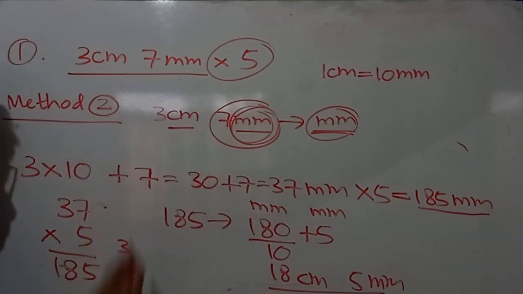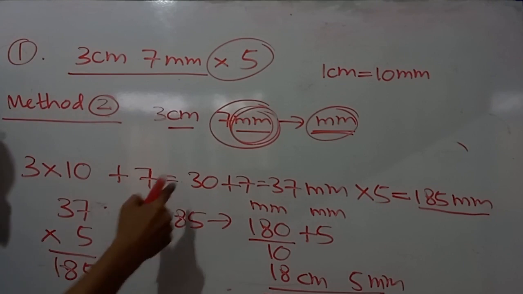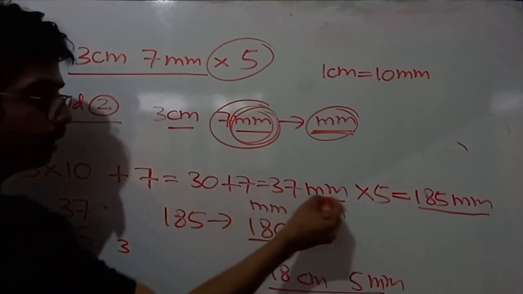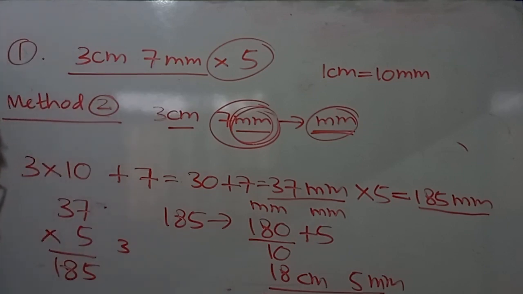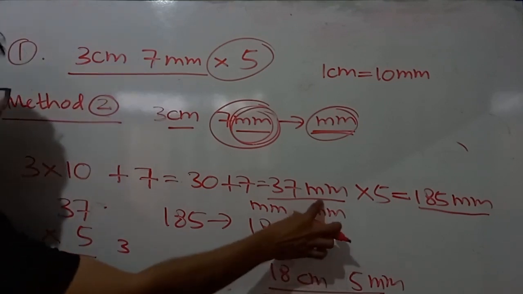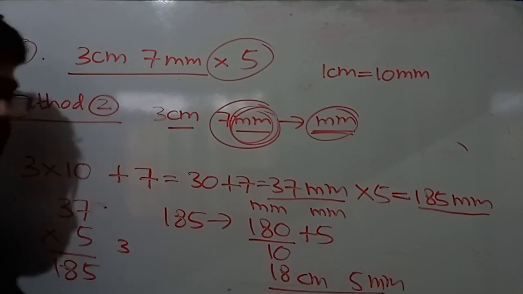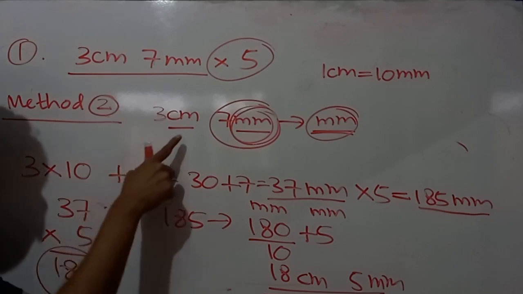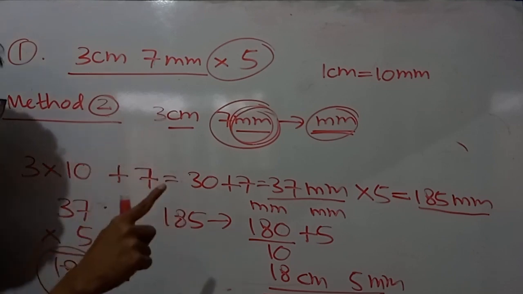It is already given to us in millimeters, no? Right. So 30 plus 7, that becomes 37. Now this total is what? That is in millimeters. Now we can multiply that by 5. When we multiply that by 5, we get what? 185. First of all, the length is given to us in centimeters and millimeters, no?